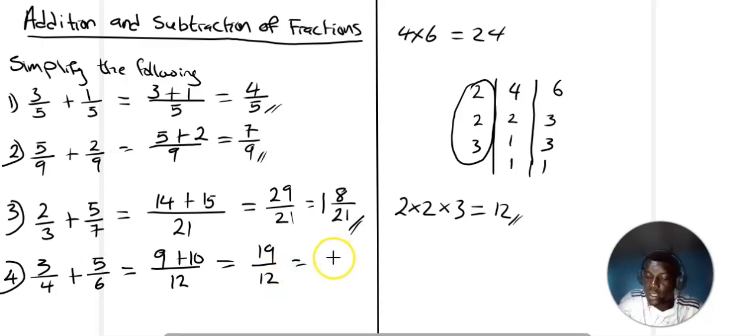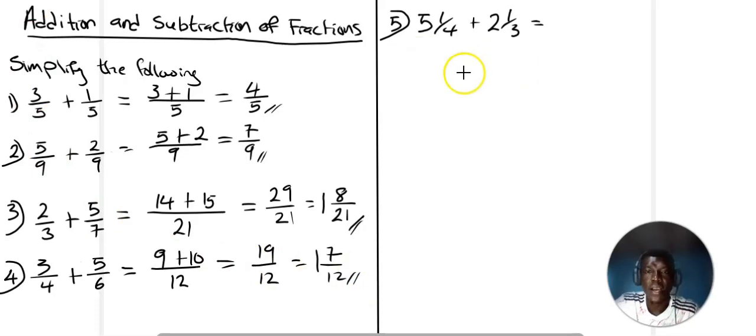Now this is equal to 12 in 19 will give you one whole number, because this is an improper fraction. Remember, you don't leave your answers in improper fraction. So you have one whole number 7 over 12. So this is our final answer.